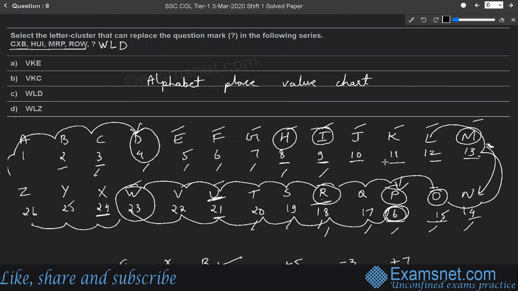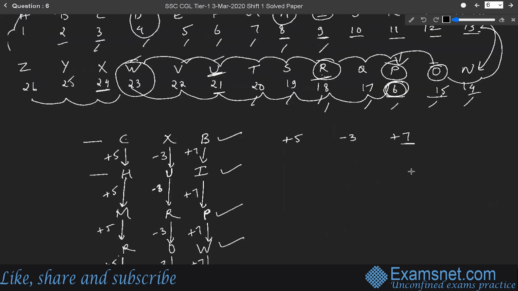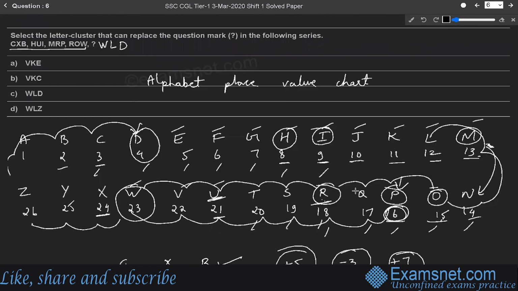Okay. So I hope you are clear with this question. All you have to do is you have to understand the concept and you have to make this alphabet place value table. Okay. Here the concept was plus 5, minus 3 and plus 7. In the first alphabet, you have to add 5. In the second alphabet, you have to subtract 3. And in the third alphabet, you have to add 7. Okay. So I hope you are clear with this question. And for this question, the correct option will be option C, which is WLD.